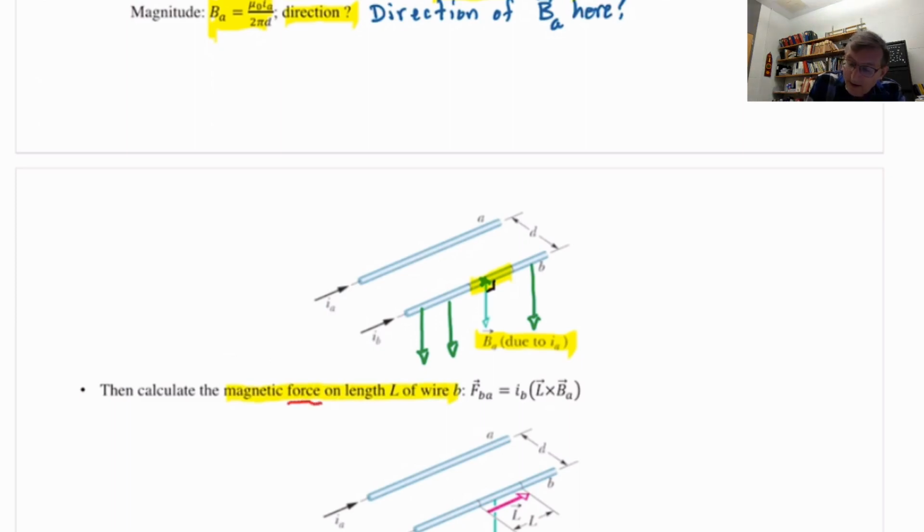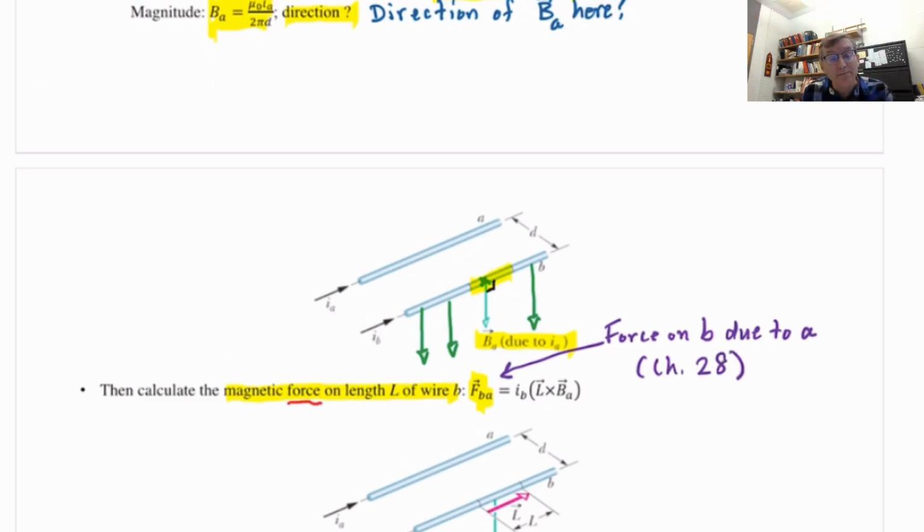I'm going to denote it FBA. That means the force on wire B due to the current in wire A. That's what that notation means. And here, I just refer back to the result from chapter 28.